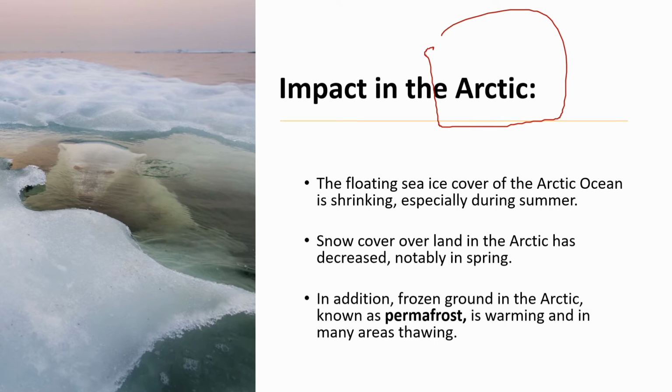So floating sea ice cover on the Arctic Ocean is shrinking, especially during summer. Snow cover over the land in the Arctic has decreased notably in the spring. The frozen ground in the Arctic, the permafrost, is warming and many areas are thawing. So there are a lot of ice breaks happening throughout the globe due to this.